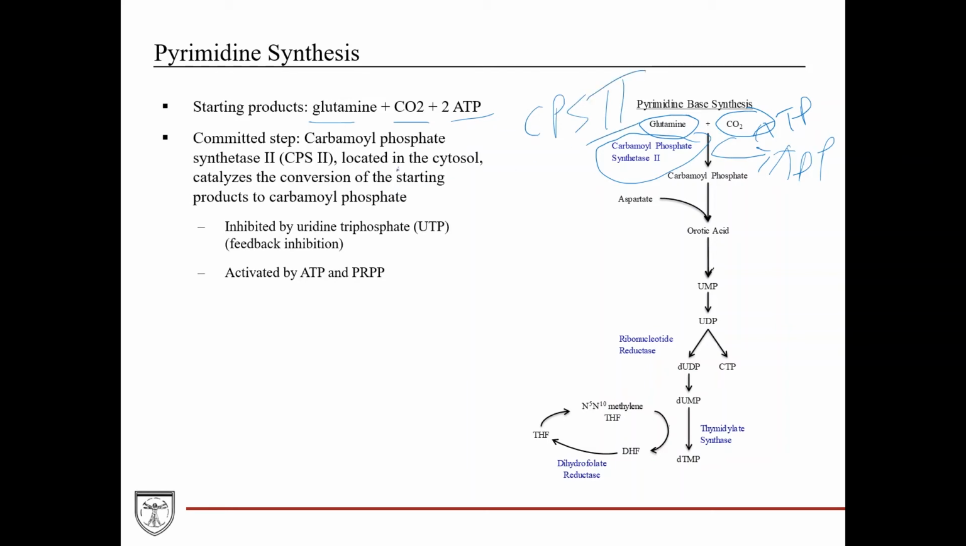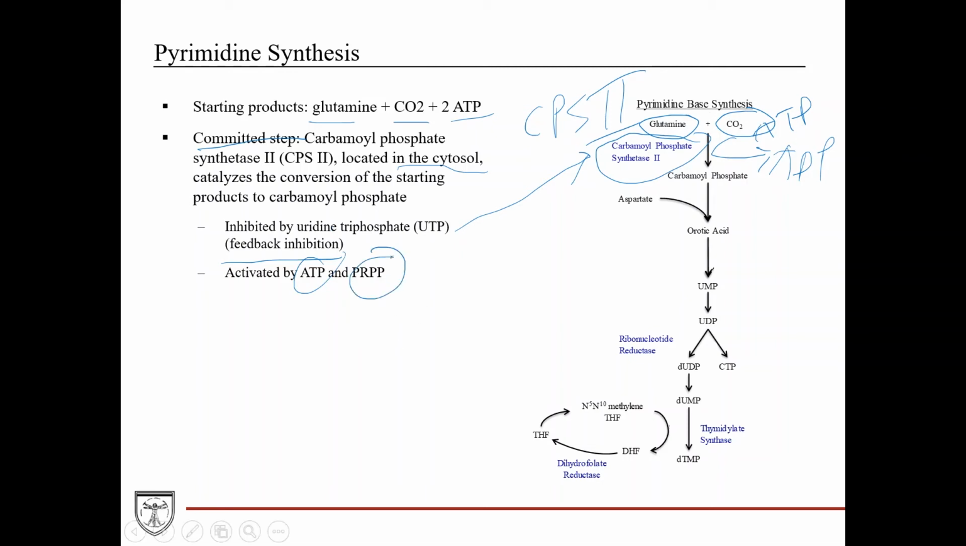And this is in the cytosol, which is important to know. There's CPS1, which is in the mitochondria. It's a different enzyme, different function. And the regulation here is you have uridine triphosphate, which is an example, again, of feedback inhibition. The downstream product comes down and inhibits this main enzyme, which is involved in the committed step. Again, this is important. So once you form this step, you're committed to forming pyrimidines. It's activated by ATP and PRPP.